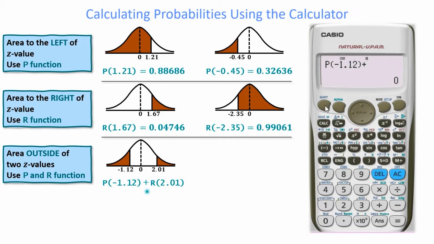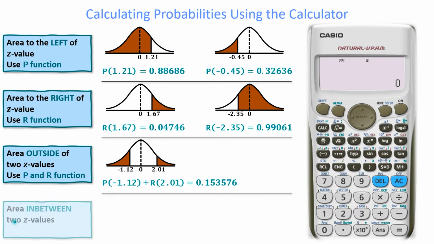So again, we'll click on Shift and 1, option 5. And then because we want the r function, this is option 3. So we click on 3. Okay, and then we just need to type in 2.01, close bracket, so that the probability would be equal to 0.153576.